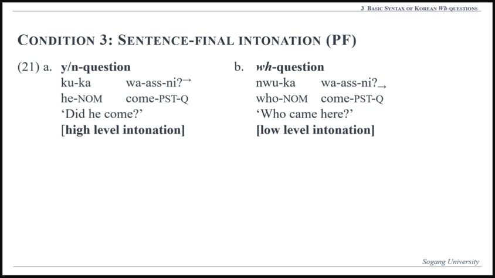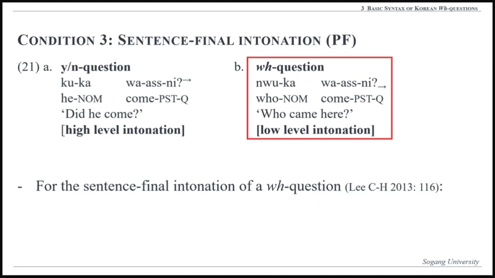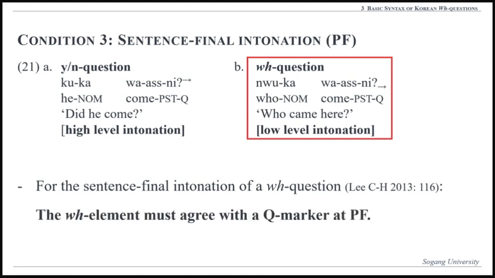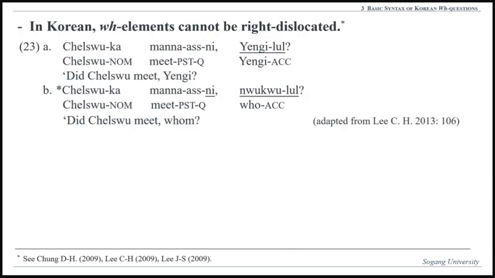And the last one for the realization of WH question is sentence final intonation. As shown in 21, the sentence final intonation is different depending on the type of sentence. For example, the yes-no question in A ends with a high-level intonation, while the WH question in B ends with a low-level intonation. And this is the one we are talking about. According to Lee 2013, for the sentence final intonation of a WH question, the WH element must agree with a Q marker at PF. Let's look at the relevant examples.